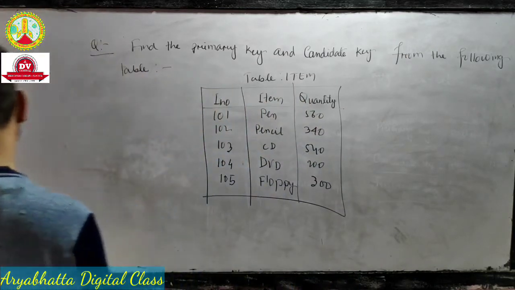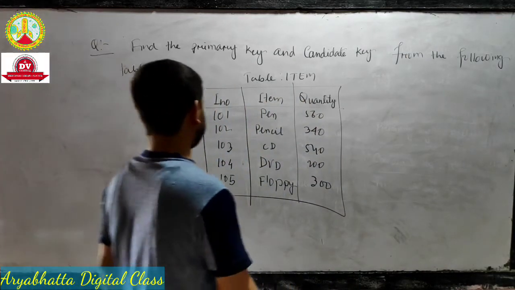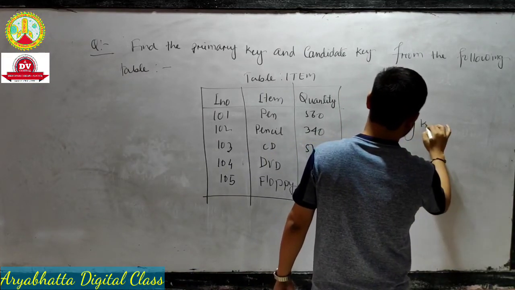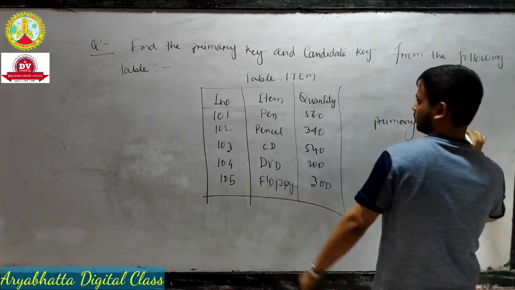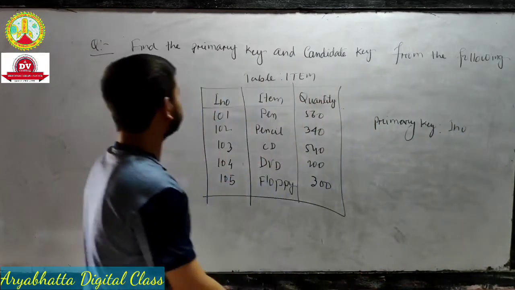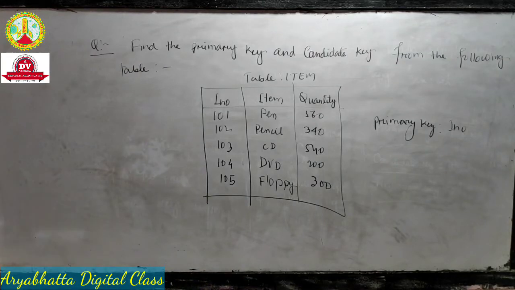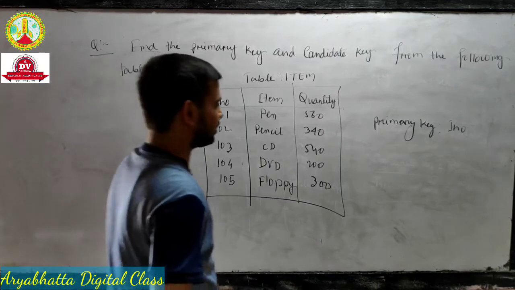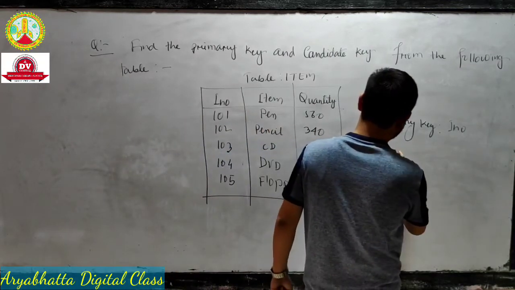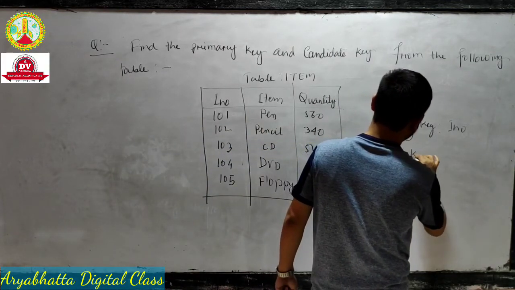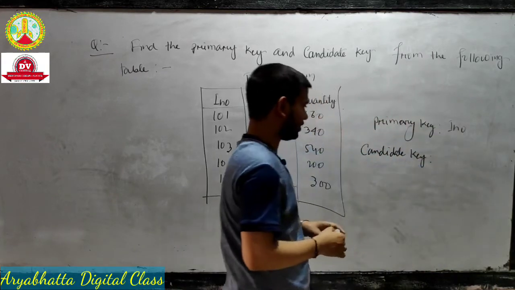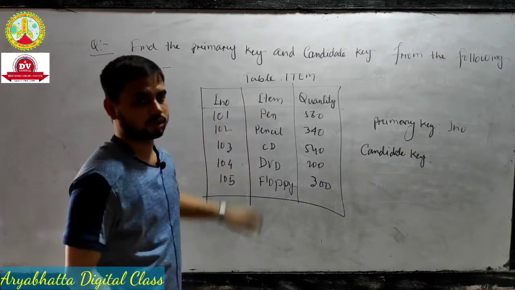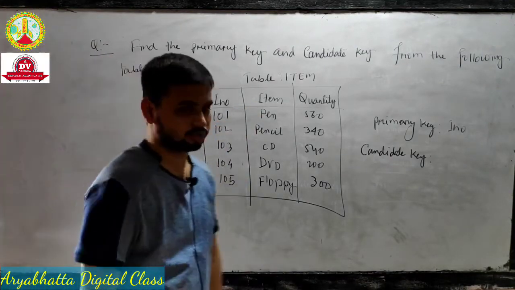Now what is the primary key of this? Primary key is definitely item number. But what is candidate key? Candidate key is a combination of primary key and alternate key. So what is the alternate key? Alternate key is not the primary key. Means this item is alternate key.